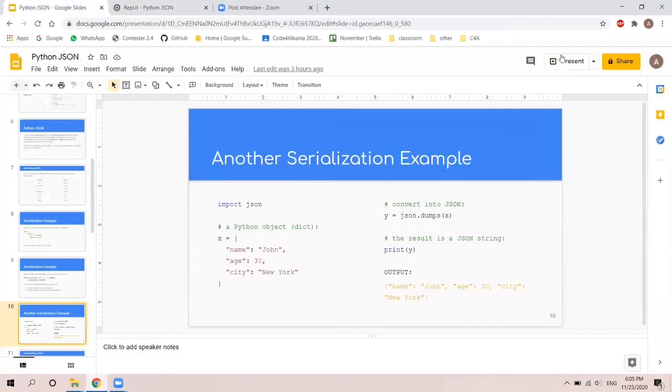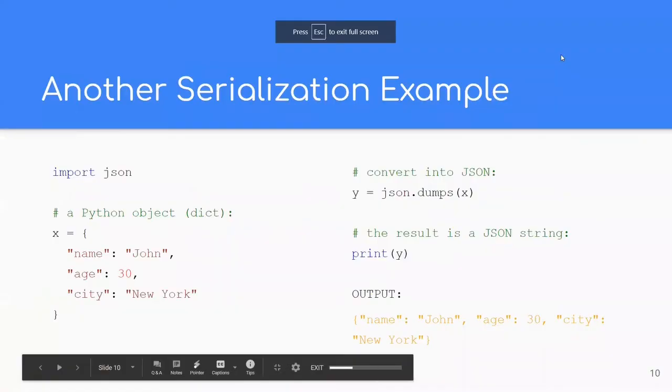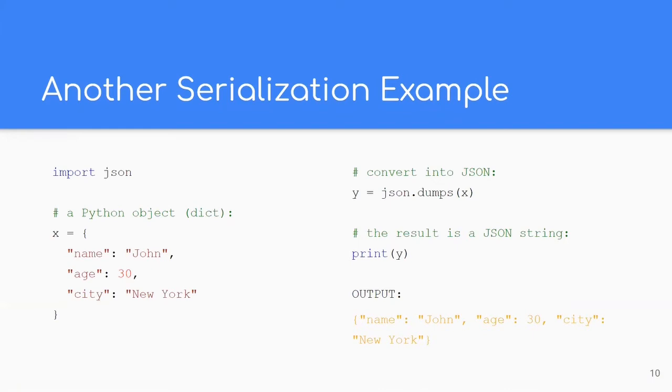Now we go back to the slides. In this other example, we create a Python object named x with a name, age, and city. And then you directly convert this into JSON, but in this case, we are not operating with files. And then the result is a JSON string.